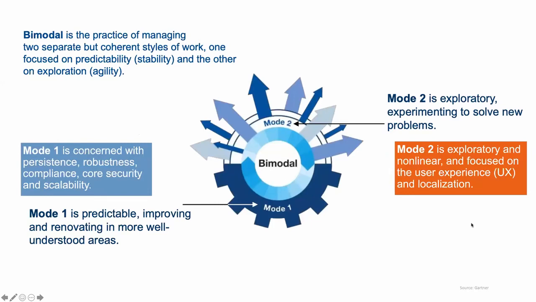Just a little bit more about Bimodal. So mode 1 is concerned with persistence, robustness, compliance, and core security and stability. So it's what we know as your traditional methods of development. Mode 2 is more exploratory. It's all about the user. It's all about the user experience, and trying to provide information and frictionless business engagement with the user, utilizing many of the core products and services that an organization already has.